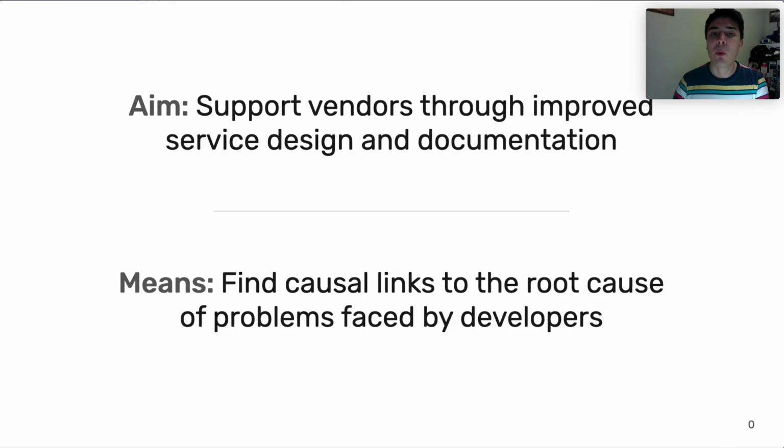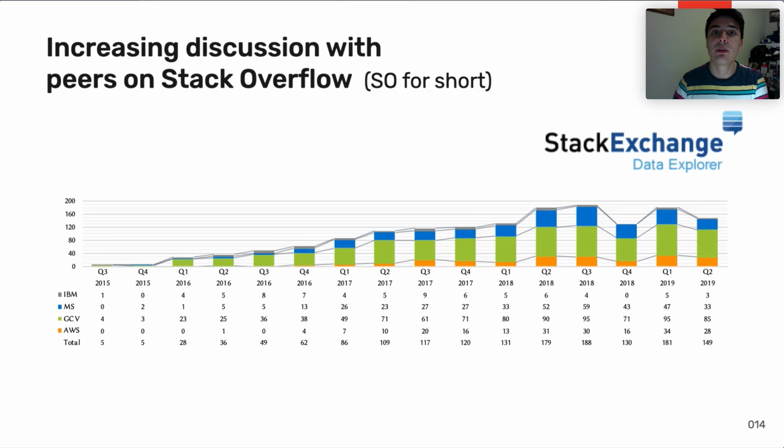Our aim is to support vendors through improved service design and documentation. We want to achieve this by looking at the root cause of the problems faced by developers as they use these services. One way to do this is by analysing Stack Overflow posts. As you can see here, the growth of posts talking about these services is increasing.